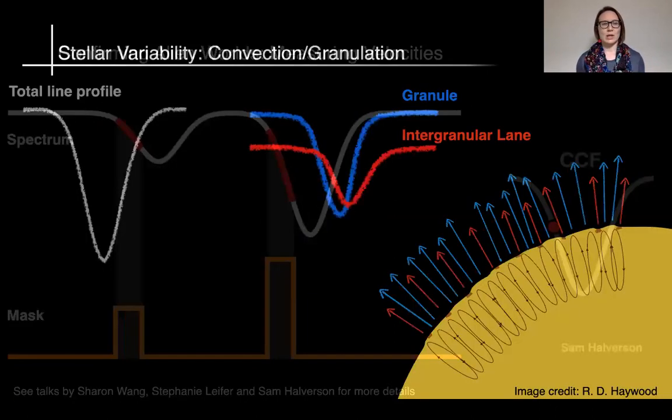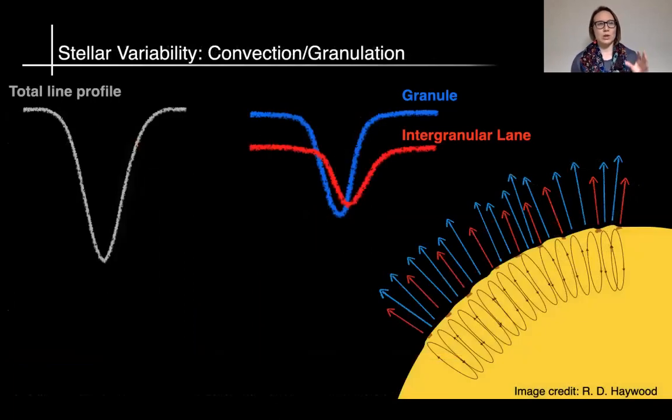So to break that down a little bit more, let's take our line profile that we have in gray and break it down into the various components of granulation. This is a really simplified point of view, thinking only of the granule upflows and the intergranular downflows, but it's a bit more complex than this in reality. But this will give you an idea of where those asymmetries arise.